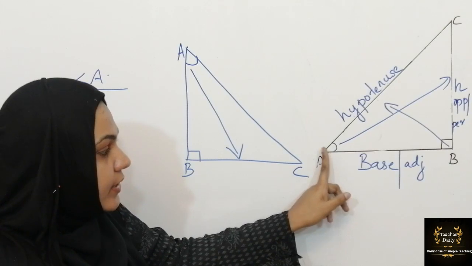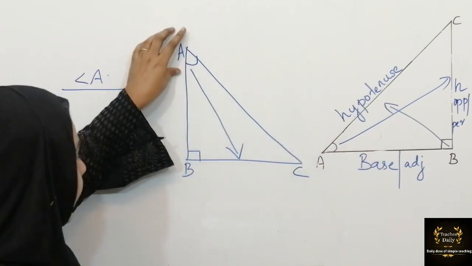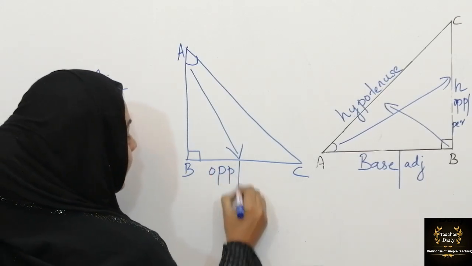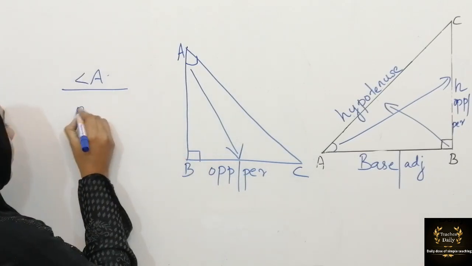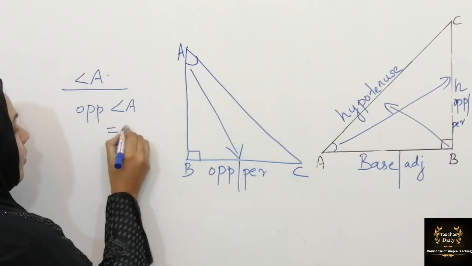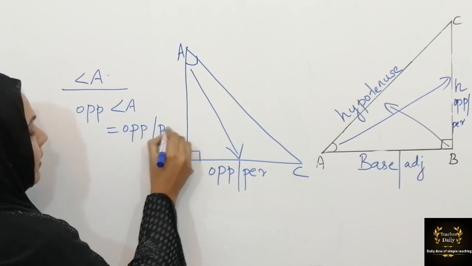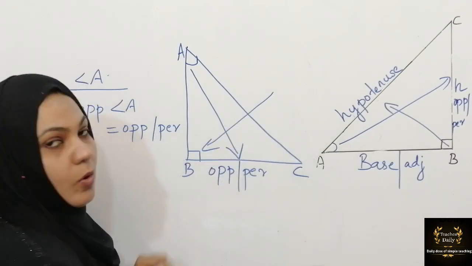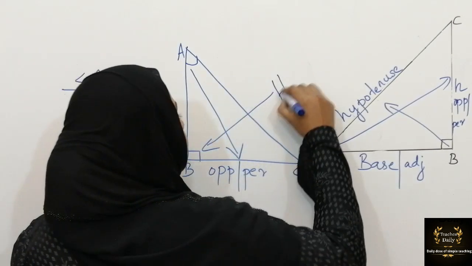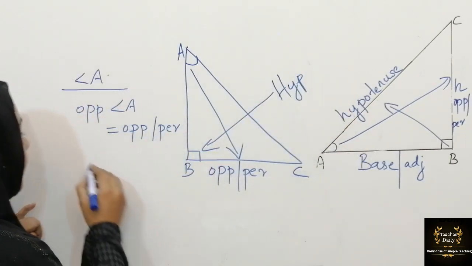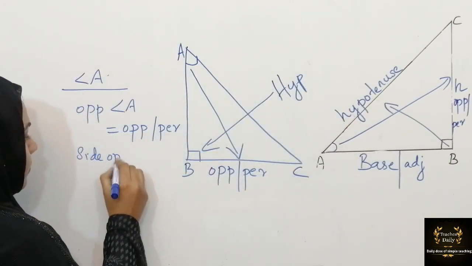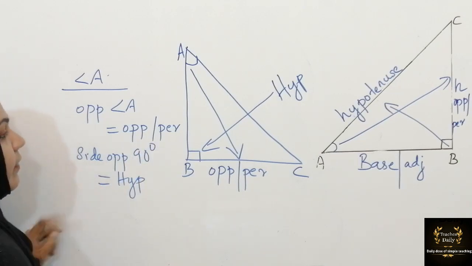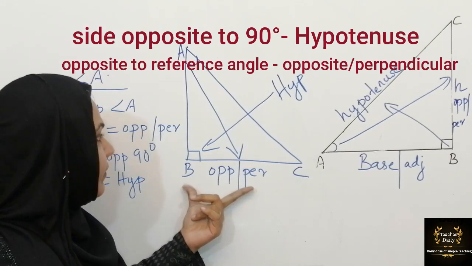Look here, according to this angle A, this is the base. But according to this angle A, this is my opposite or perpendicular. So I will write now: the side opposite to angle A is called opposite or perpendicular. The side opposite to 90 degree, obviously known as hypotenuse. Now one more side we have to fill.